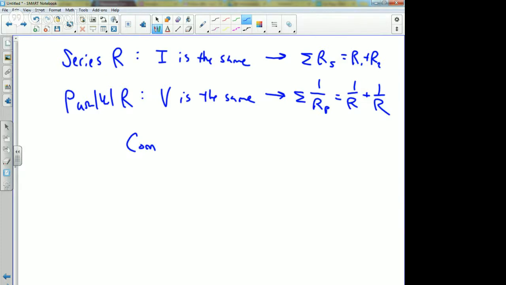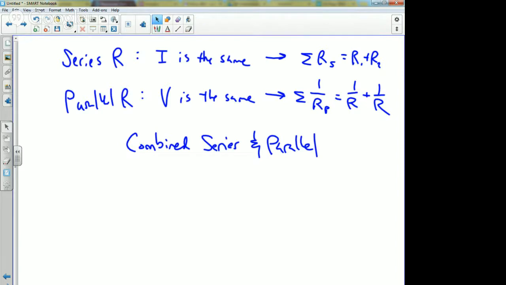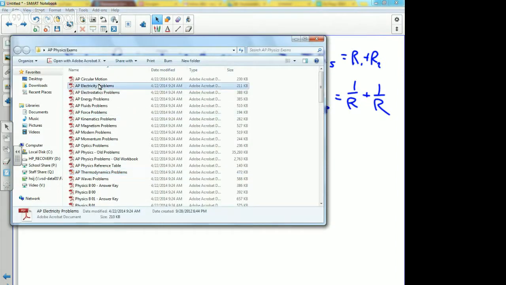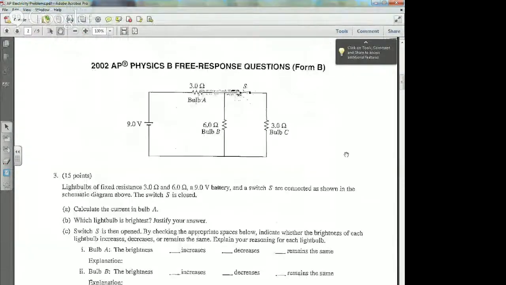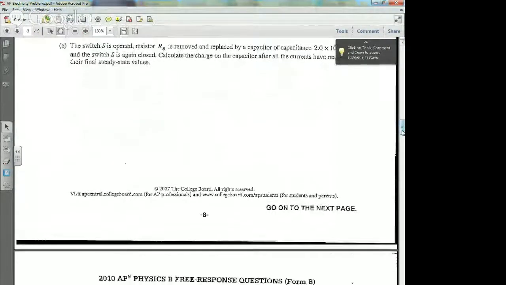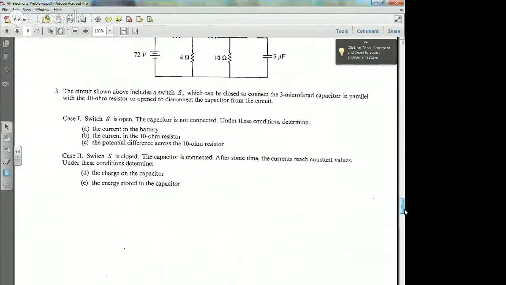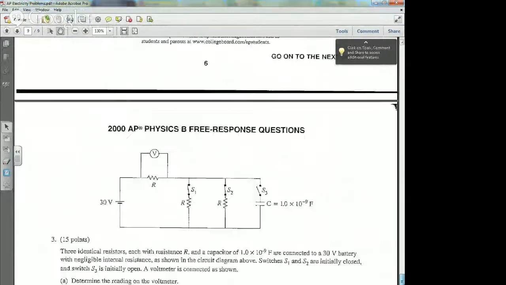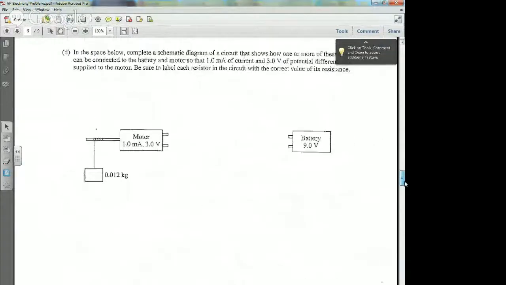Okay. So combined series and parallel. Honestly, should we just do a problem? I feel like there's not even that much to talk about. There are no problems. Okay, we'll do a problem then. Let me pick one. Otherwise, I feel like I'm just giving rules that you guys don't even care about or listen to. Just pick this one.